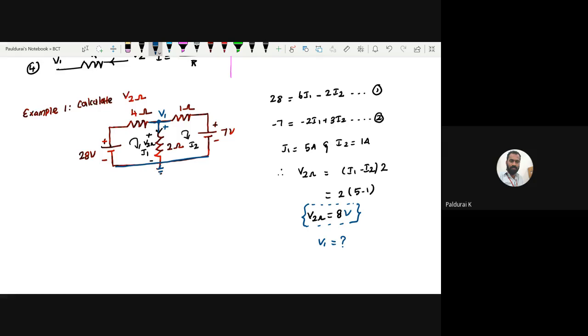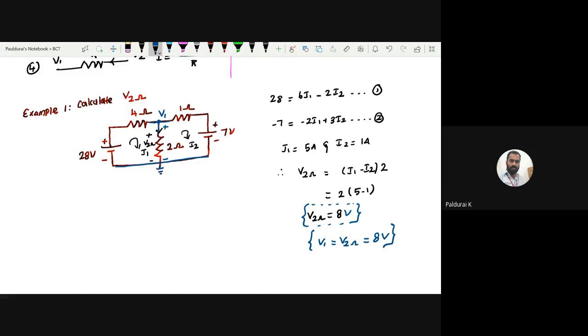Bottom node, is it essential or non-essential? Bottom node, is it essential or non-essential? Essential. Essential. Very good. So take this as the reference node. So if plus is here, where is minus? It is here. So now what is V1? Can I say V1 equals V sub 2 ohm, right? So V1 is the voltage across the 2 ohm. What am I saying? V1, which is equal to that, 8 volt, right?